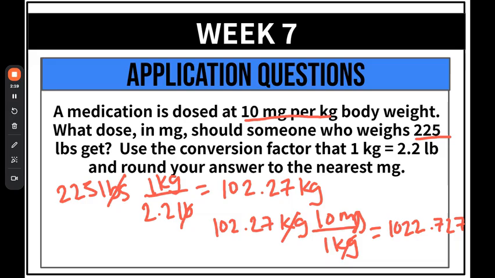Okay, and this wants us to round our answer to the nearest milligram. So we're going to look at the ones place, and we see the tenths place is a number larger than 5. So this number is actually going to go up in the ones place. So we're left with 1,023 milligrams.